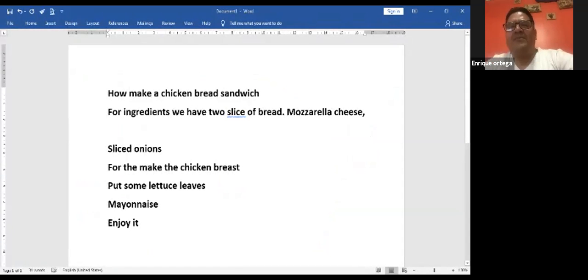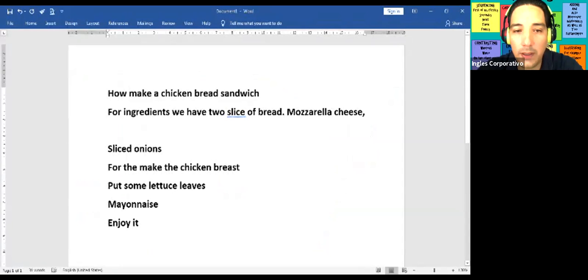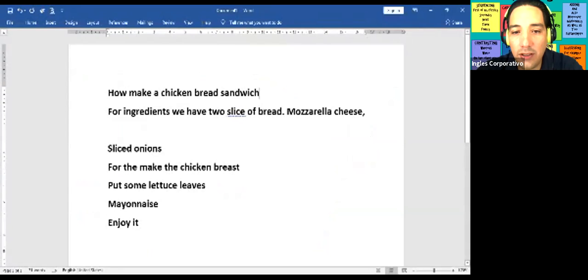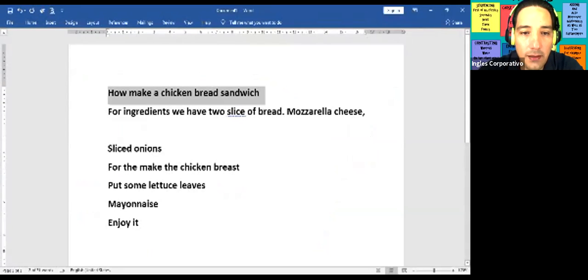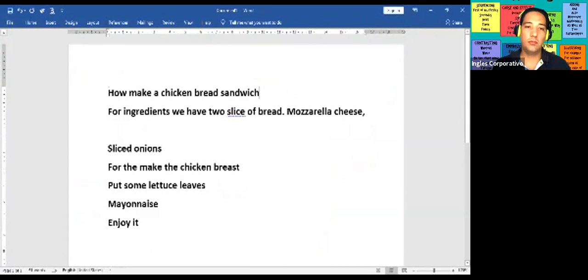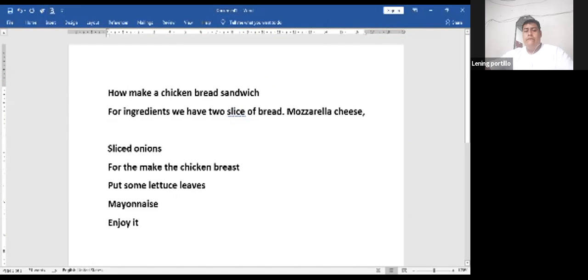Okay, chicos, necesito que ustedes me ayuden, okay? Vamos a ser muy participativos, les decía. So, how make a chicken bread sandwich? Can somebody help me correcting this sentence? Okay, ¿qué está mal en esta oración? What's wrong? What are we missing? ¿Qué nos falta? The subject? Two? No.